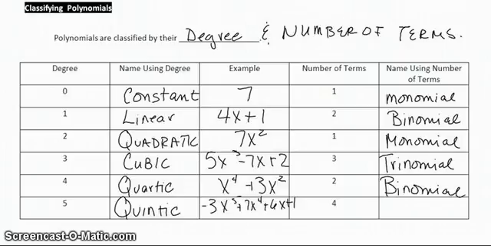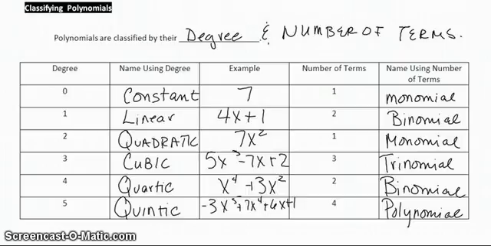And lastly, I've got my quintic example, and I have 4 terms. When we get beyond 3 terms, we simply say polynomial. There's not a special name for equations that have 4, 5, 6, 7, 8, 9, 10 terms.